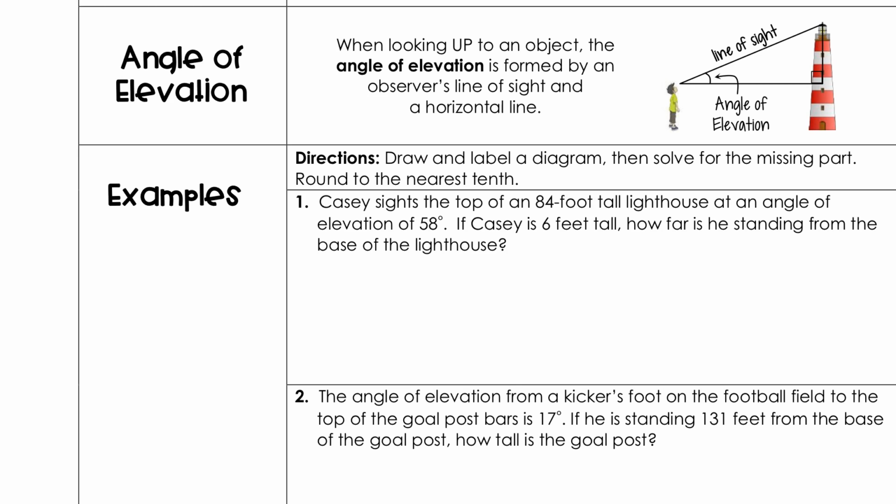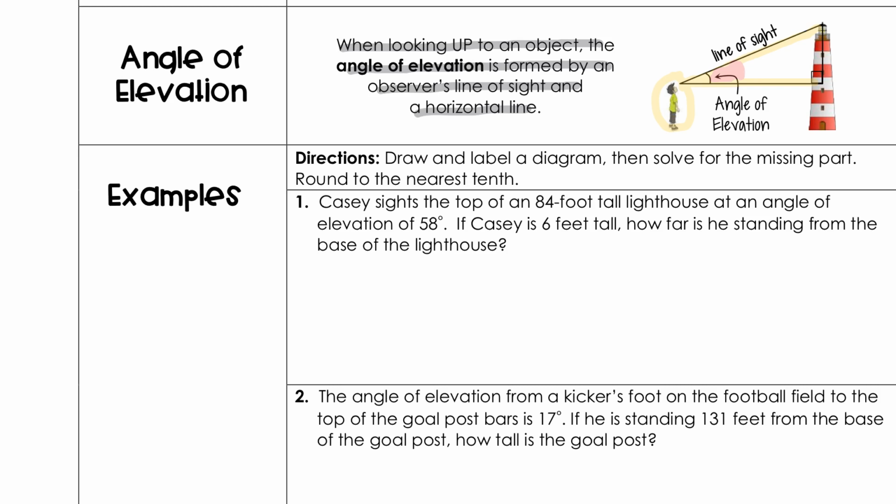In this lesson we are going to be talking about angle of elevation. So, what is angle of elevation? When looking up to an object, the angle of elevation is formed by an observer's line of sight and a horizontal line. So in our illustration, the little boy looks up to the top of the lighthouse, and if he were to look straight onto the horizon, there is an angle that is formed. That angle is what we call the angle of elevation.